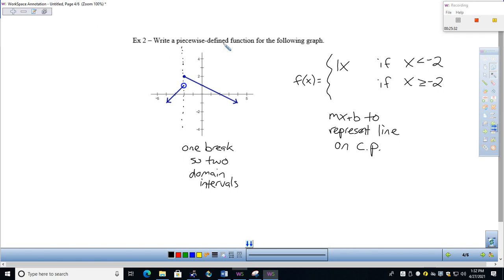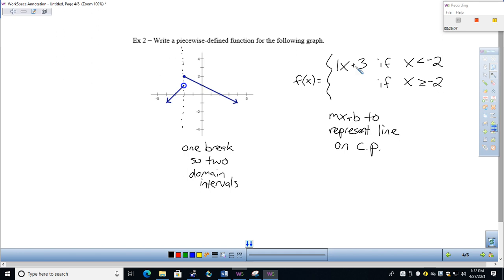Now, what is the y-intercept? Well, it's funny. In reality, the y-intercept is not in existence because I cut the line off before it could hit the y-axis. But if I'm going to do mx plus b, I have to extrapolate where it would hit the y-axis if I was to draw the whole thing. And it looks like it would hit a positive 3. So plus 3.